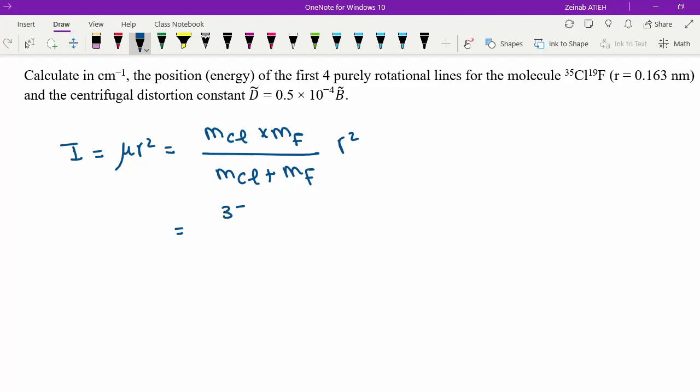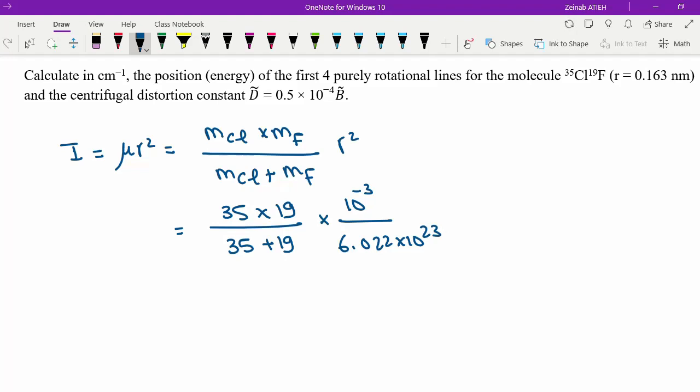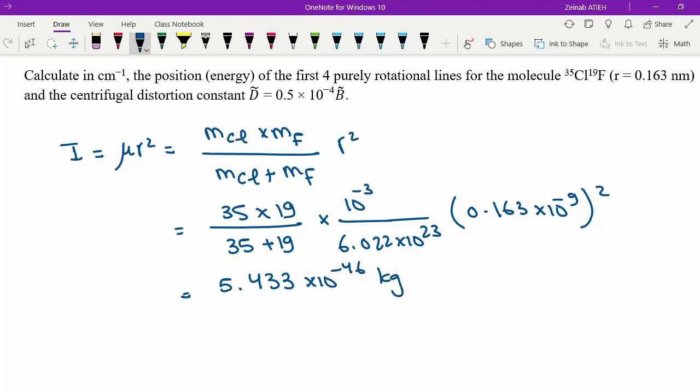Mass of Cl is 35, mass of F is 19, over 35 plus 19. If I'm going to consider this in gram per mole, I have to multiply by 10 to the power minus 3 to make it in kilogram, and then divide by Avogadro's number, 6.022 times 10 to the power 23, multiplied by r squared, 0.163 times 10 to the power minus 9 squared. This is equal to 5.433 times 10 to the power minus 46 kilogram meter squared.